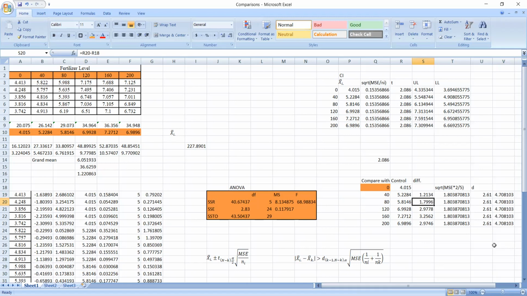So in that case, we cannot reject H naught. So when you take the control group and compare the means, even though from the Anova table there is a significant difference, we cannot conclude there is a significant difference with the treatment means, right? So like this, you can conduct the comparisons when you have a control group using the Donet table.